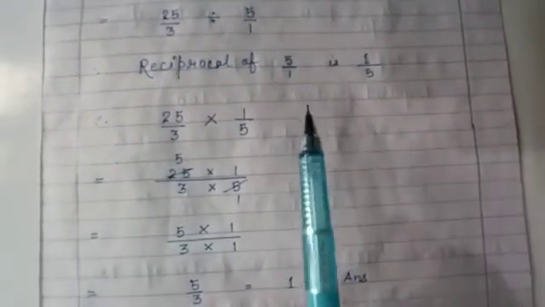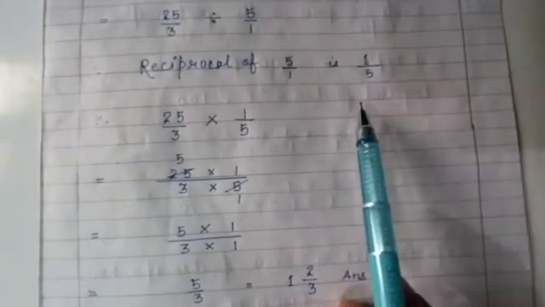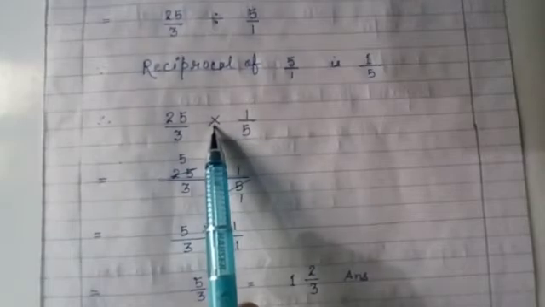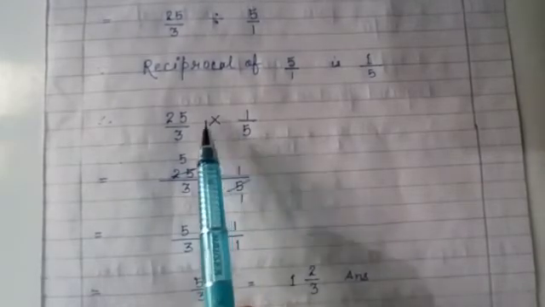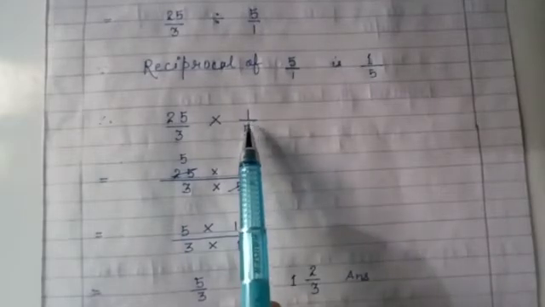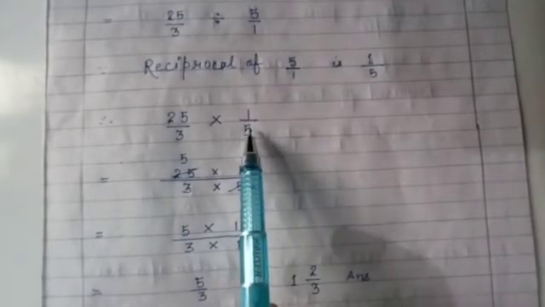Now we have to find out the reciprocal of the divisor. Therefore the reciprocal of 5 upon 1 is 1 upon 5. And finally the sum is now 25 upon 3 into 1 upon 5. Division sign is now changed into multiplication sign and the divisor is changed into the reciprocal form. Okay. Now what we have to do, it is 25 into 1 upon 3 into 5.